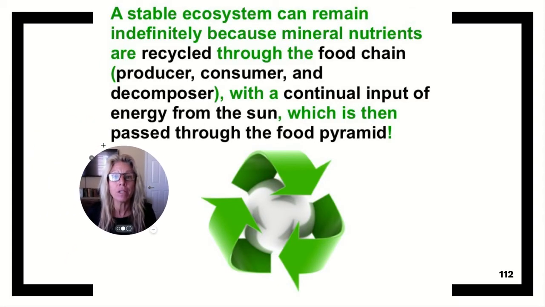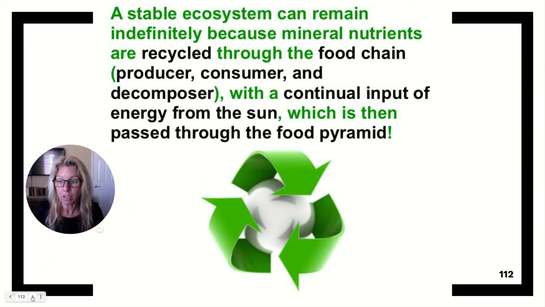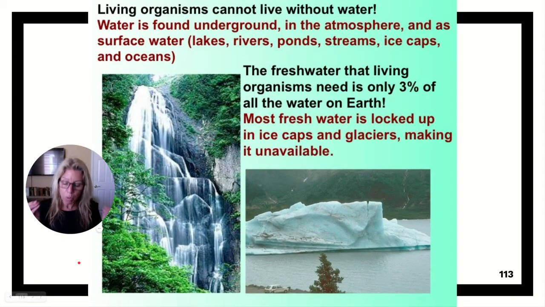So a stable ecosystem can remain indefinitely because the mineral nutrients are recycled through the food chain: producer, consumer, decomposer, etc. And then you always have energy input coming from the sun, and that energy is passed through your food webs. Now, who can mess up those ecosystems? We can. As we go through each one of these biogeochemical cycles, I'm going to let you know about man's impact on those cycles. All right, so we're going to start with the water cycle.